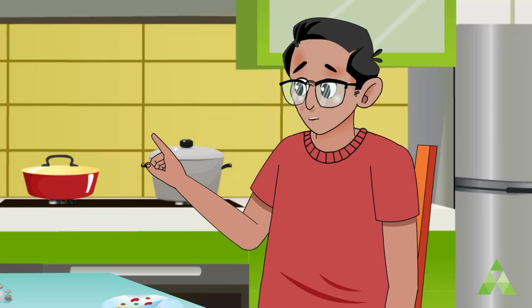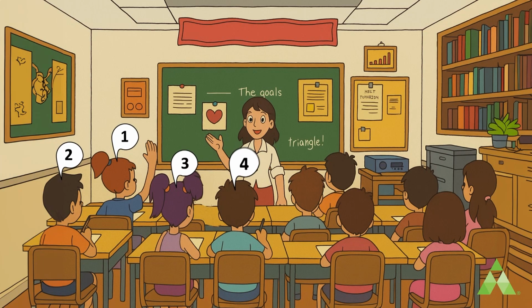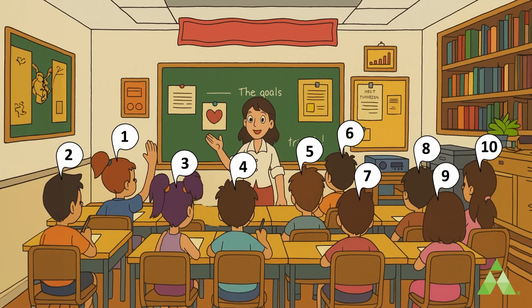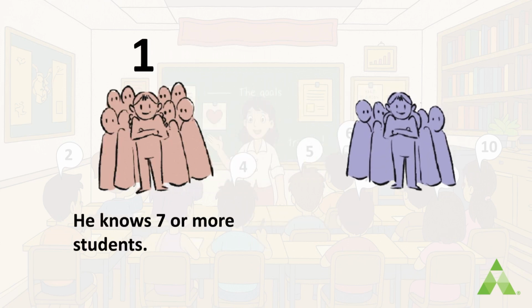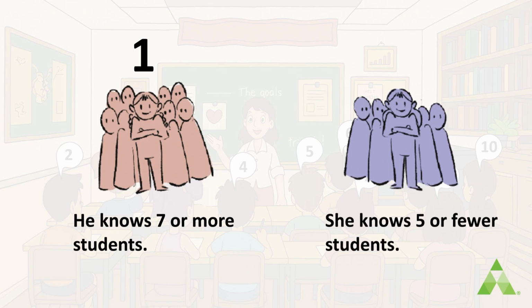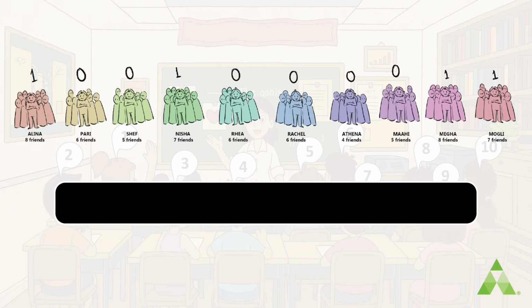Let's use a simple example of how we can use 0 and 1 to capture simple concepts. Let's say there are 10 students in your class. If someone knows 7 or more students, we can assume the student knows most of the class and hence gets a value of 1. But if the student is new and knows 5 or fewer, the student is less connected and gets a value of 0. For each of your friends, they get a value of 1 or 0. So your class may look like this.